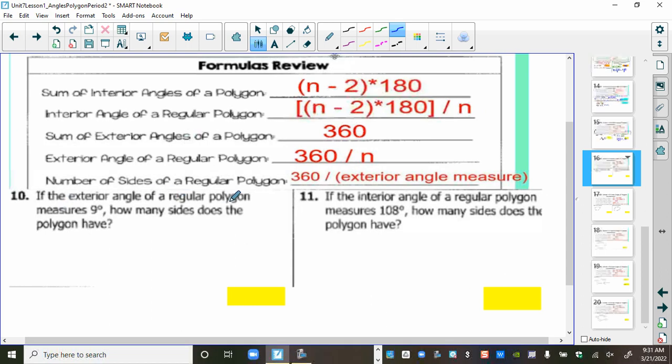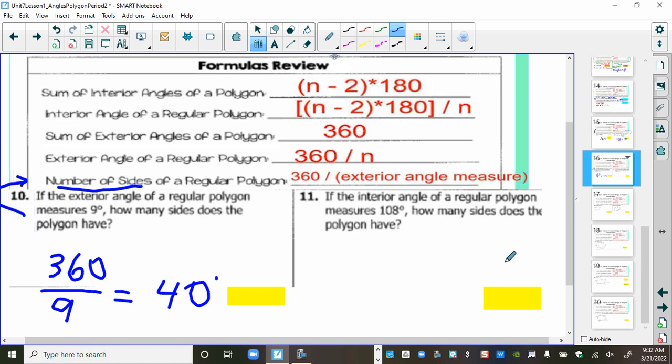Exterior angle of a polygon measures 9 degrees. How many sides do we have? So in this case, which one are we using? Last one. Number of sides, there you go. So 360 divided by 9. We divide 360 by 9, what do we get? 40.